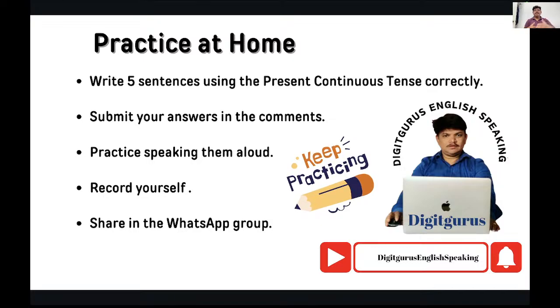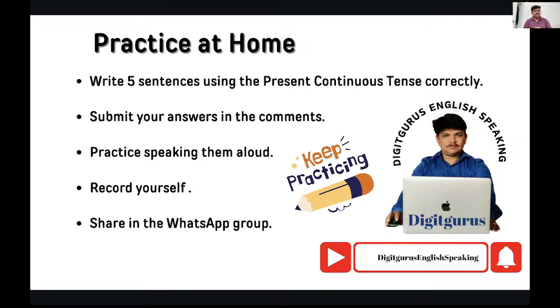Stand in front of the mirror. Don't shy. Be bold and confident. Nothing will happen. Be bold and confident. Practice in front of the mirror. Or you may have a friend, relatives, brother, sister accompany you and practice these things.